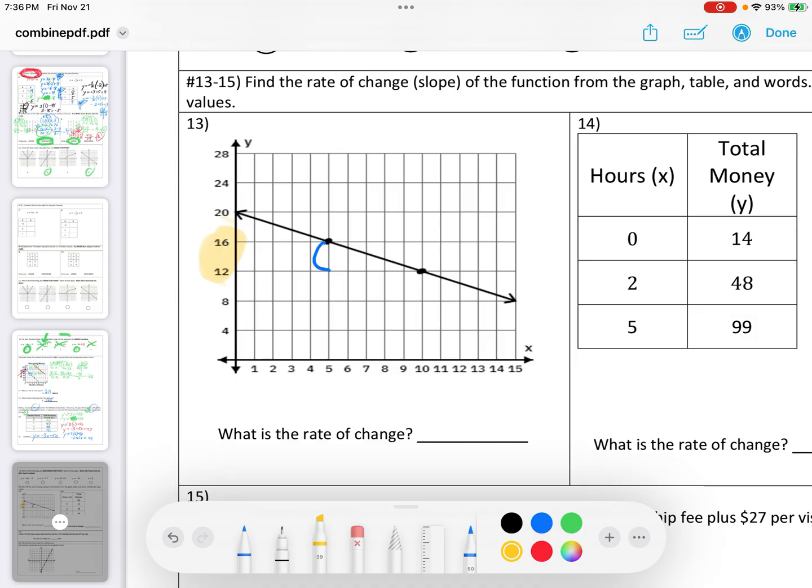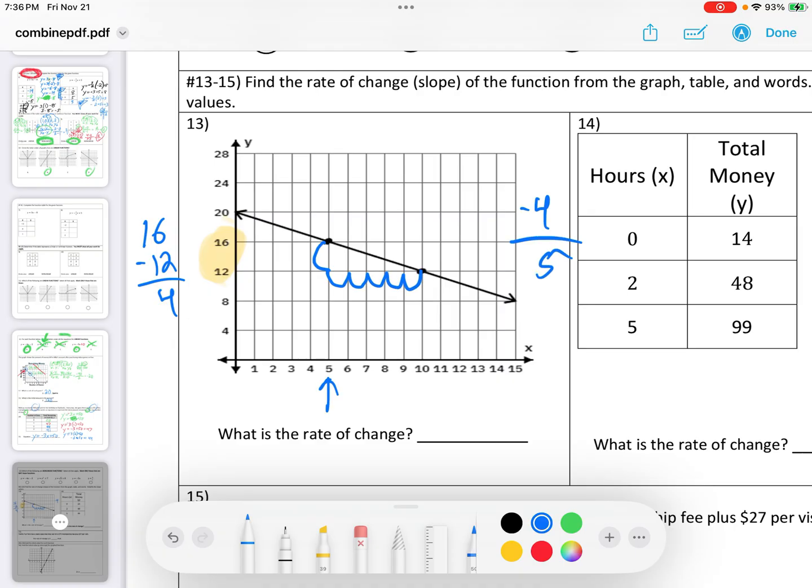We counted 1, but that was 4. 16 to 12, right? 16 minus 12 is 4. Okay, so let's see. So down 4, I'm going to write -4. And then to the right, 1, 2, 3, 4, 5. Now, is this moving by 1s? Yes. -4 over 5. What's the most common mistake here? Everybody is thinking this counts for 1, but they were kind of being sneaky there.